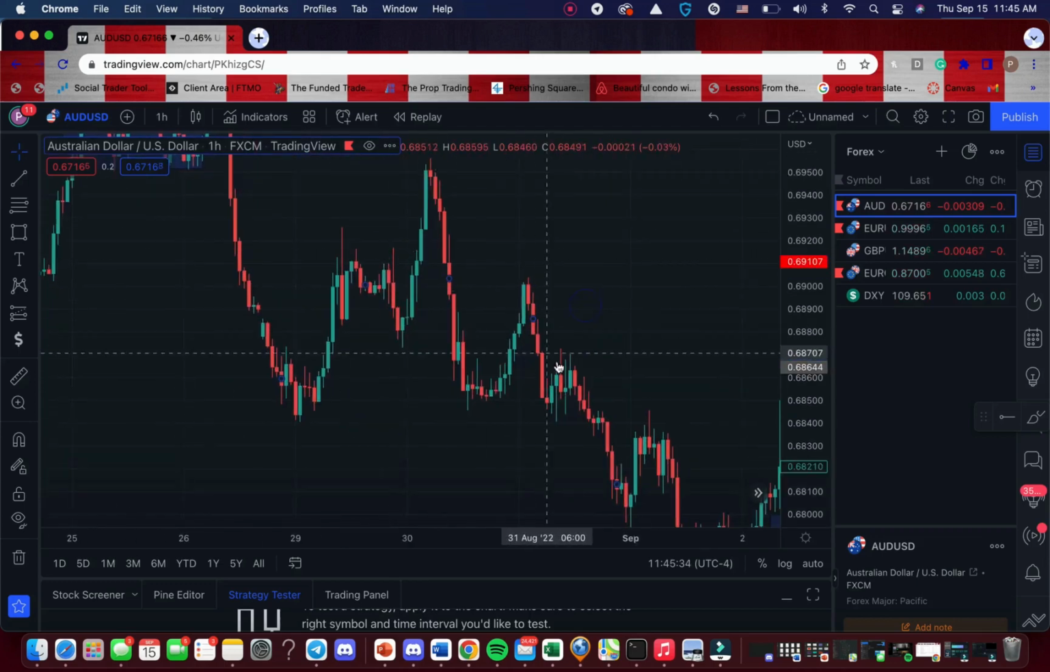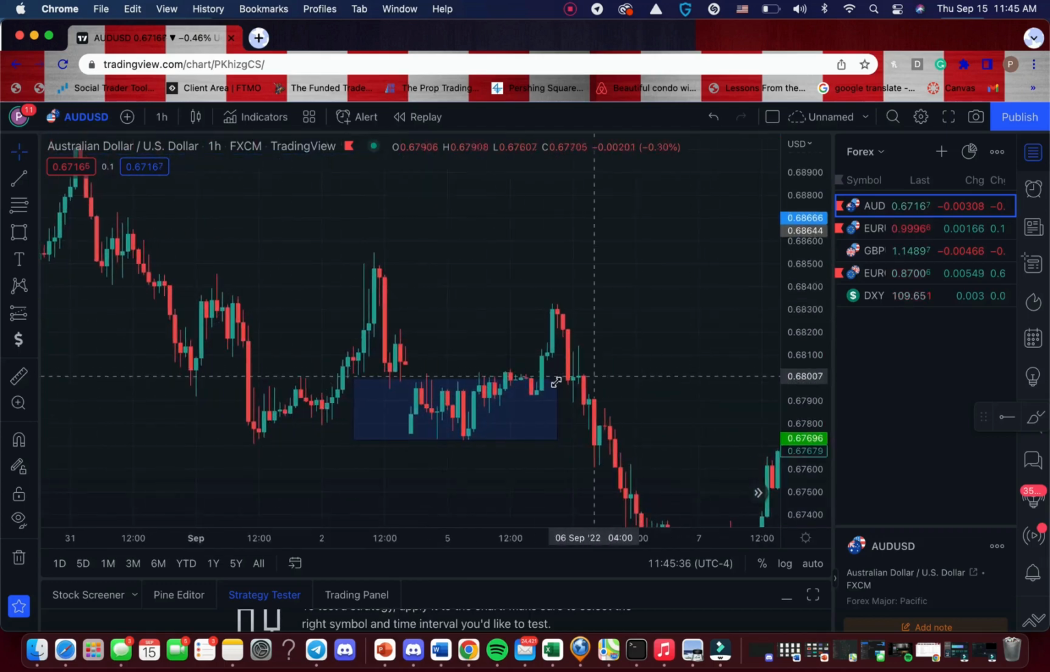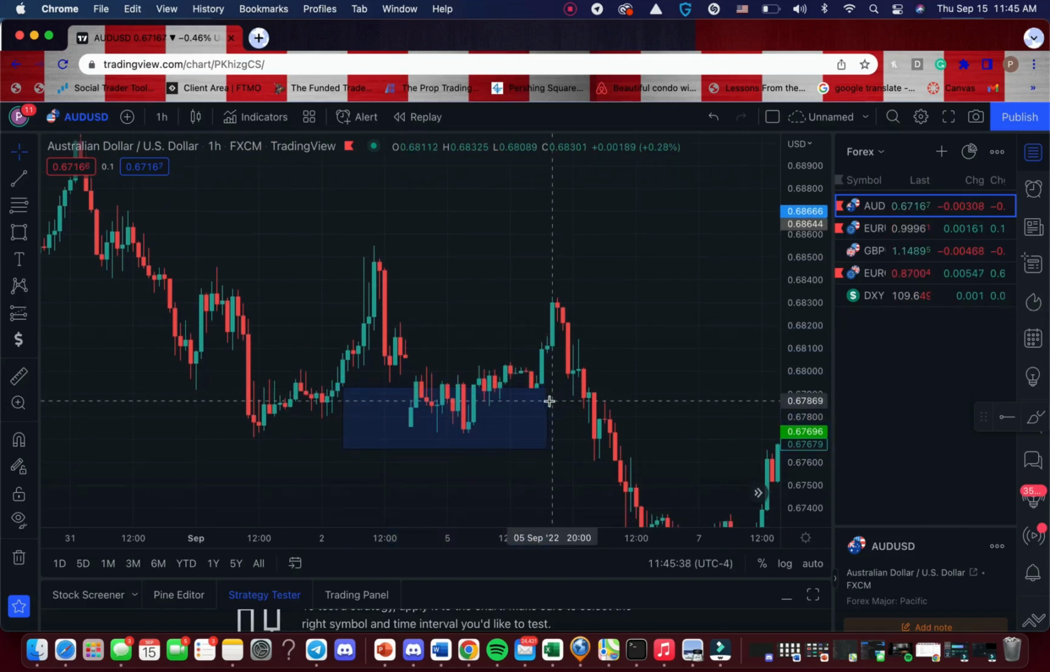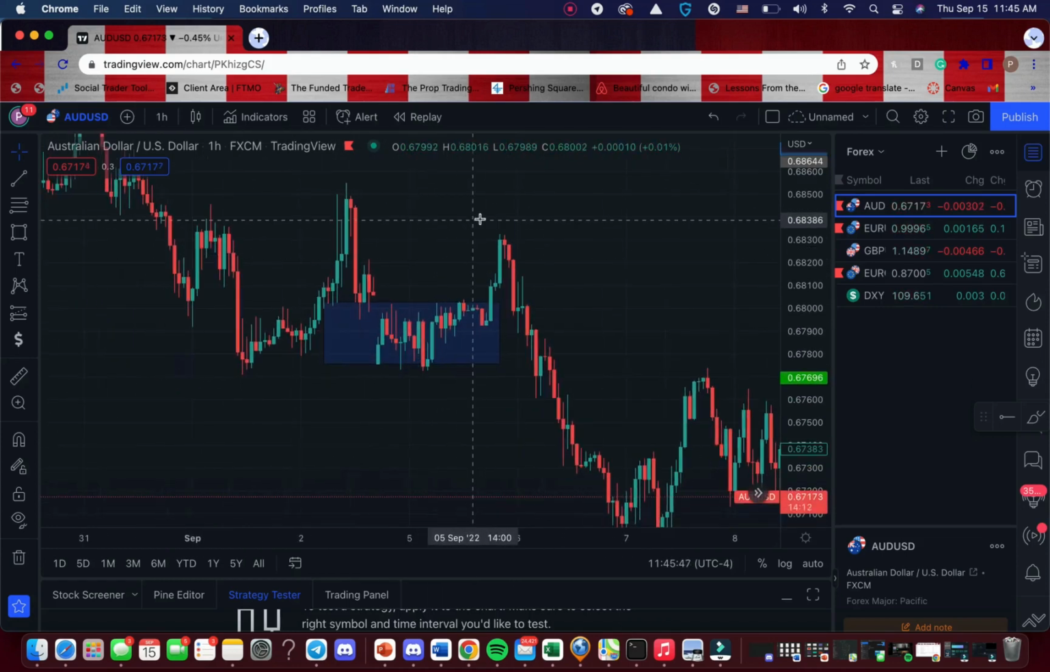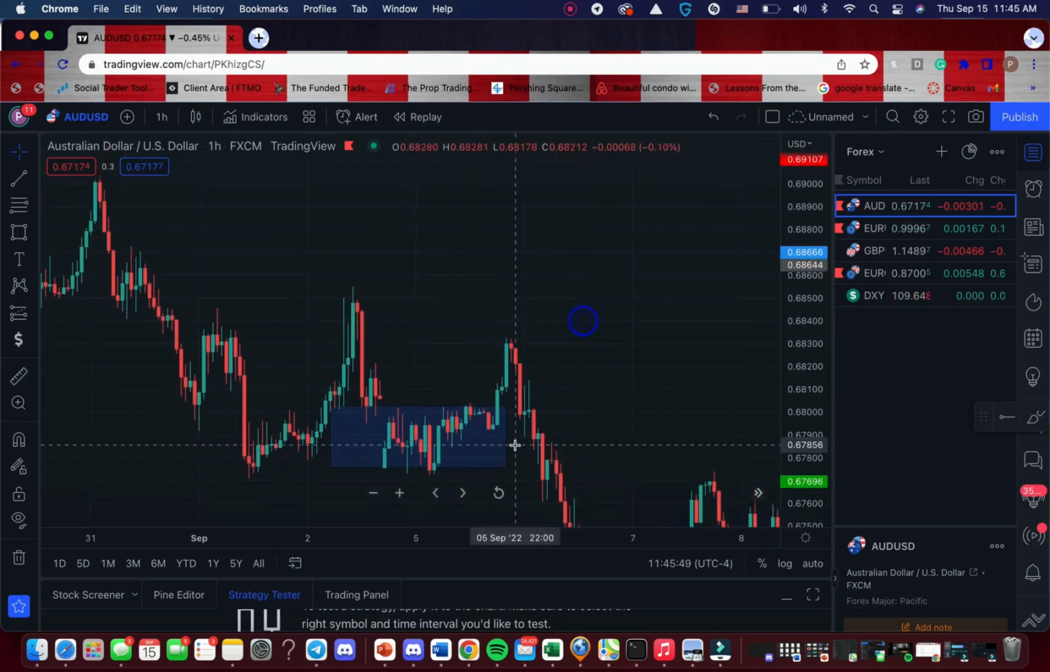Now let's look at another example. As we can see here, we can see once again the accumulation. When price consolidates and creates all these highs, price manipulates, takes out the highs, takes out the liquidity, and then it distributes, continuing the trend.